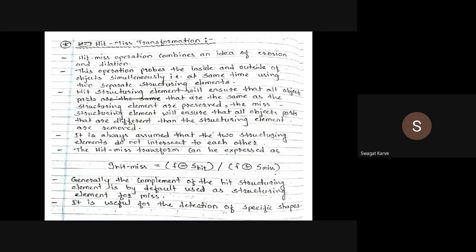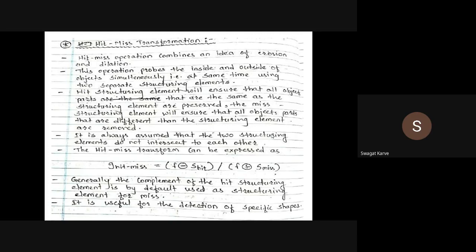ओके, we are using two different structuring elements, right? Hit structuring element and miss structuring element. With the help of hit structuring element, we are actually performing the erosion operation. With the help of miss structuring element, we are performing the dilation operation. Okay, and the care to be taken is that these two structuring elements should not intersect with each other, right? This care we have to take.